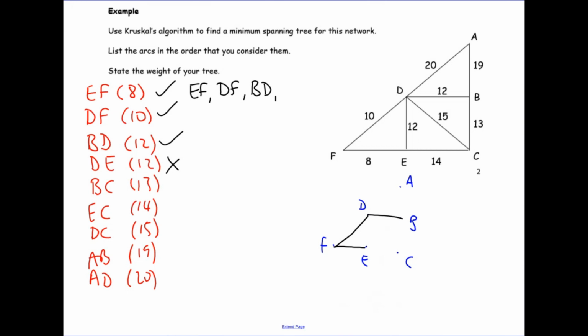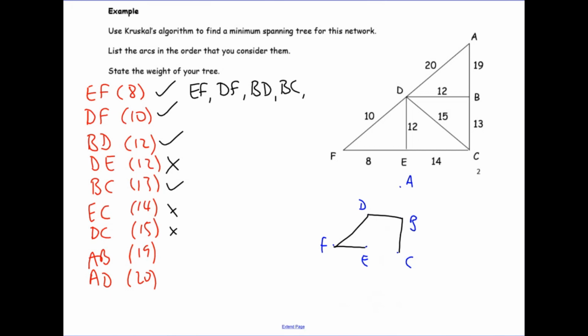BC is okay, I can add that one on. It doesn't make any cycles. Put that on my list. EC would make a cycle. I joined it up along the bottom there, so I can't add that one on. DC would also make a cycle. If I was to add that on, I'd have one around DCB. That would be a cycle, so I can't have that in there.